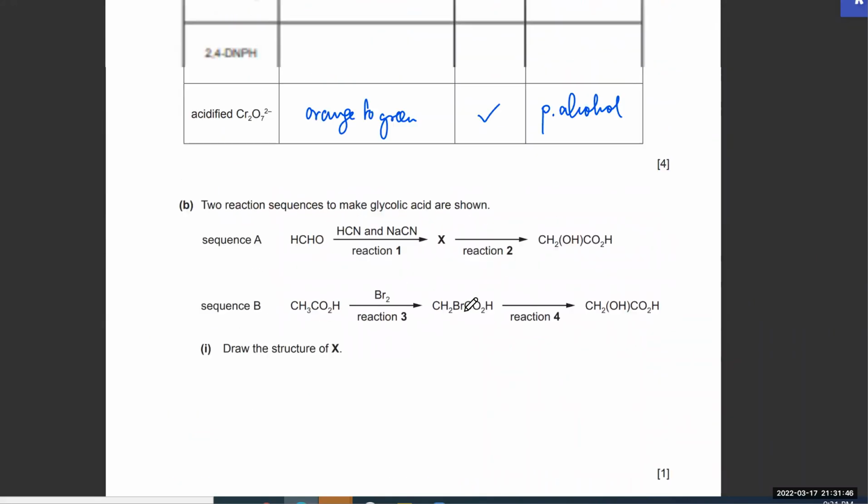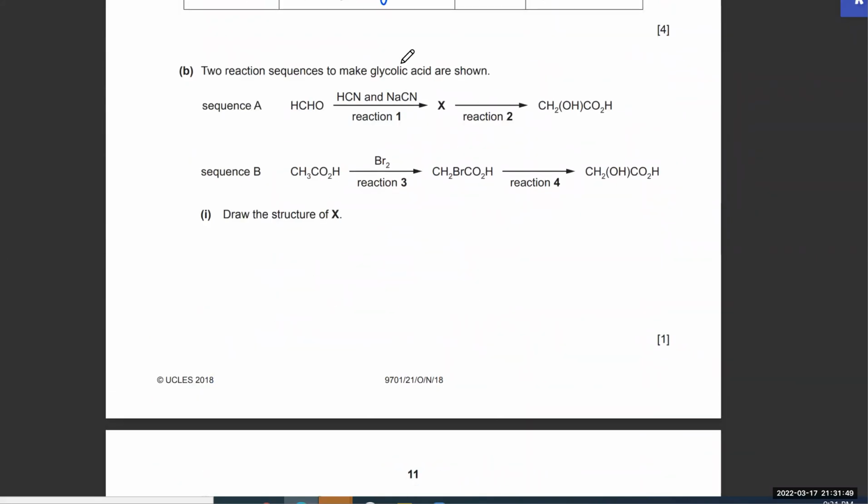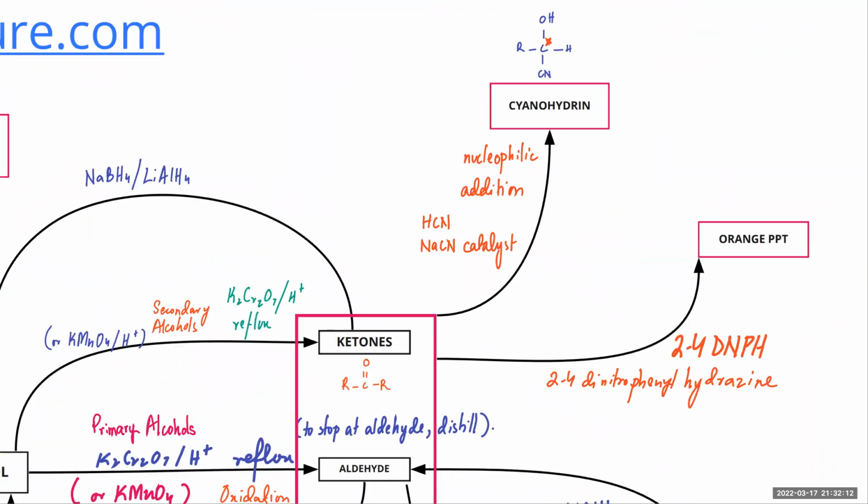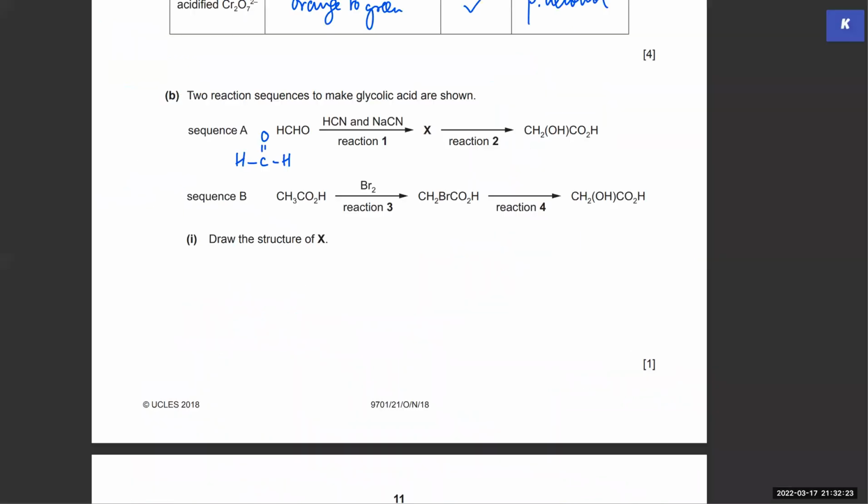As I said, next one is two reaction sequences to make glycolic acid. The first one is an aldehyde, HCHO. What happens to an aldehyde when HCN and NaCN are reacted with it? You get nucleophilic addition. This is the reaction that happens when aldehydes and ketones react with it. The aldehyde or ketone carbon will turn into an OH and CN. OH and CN will get added to it.